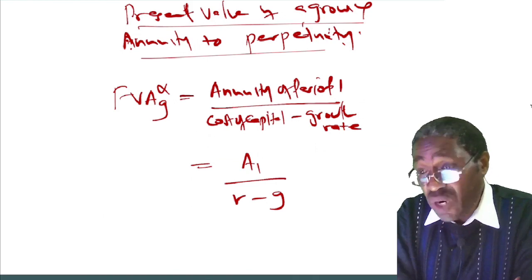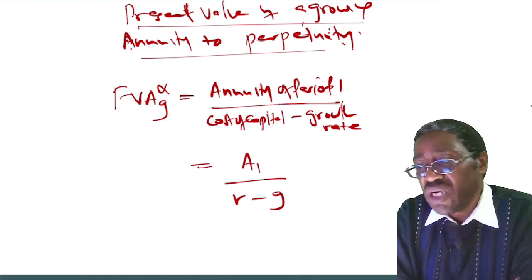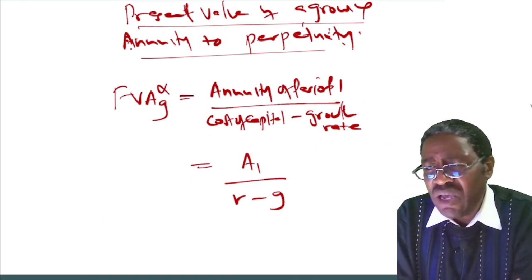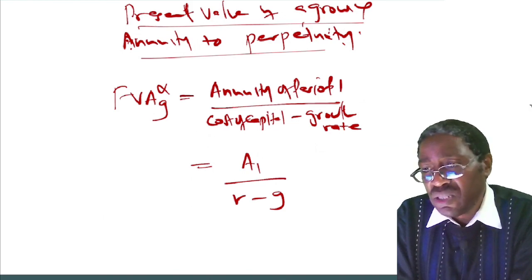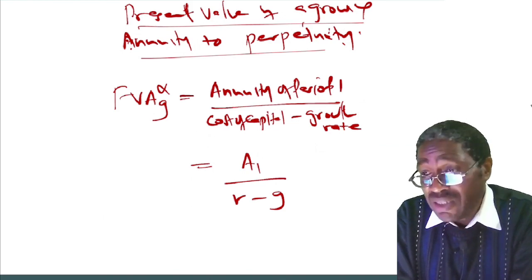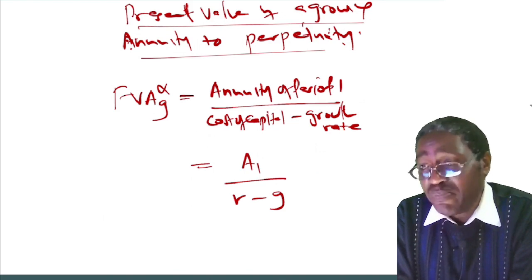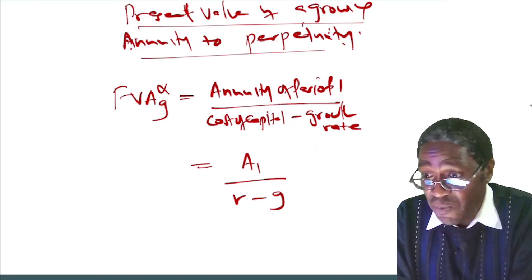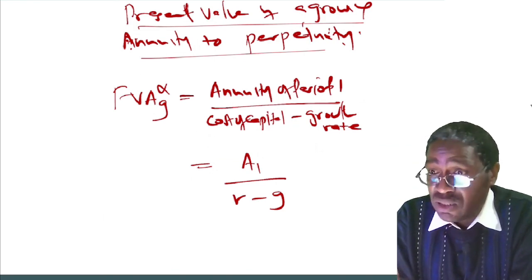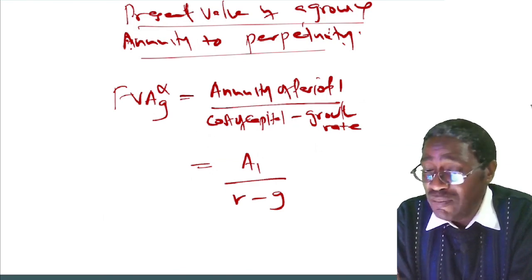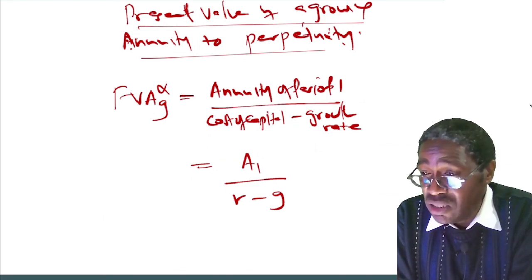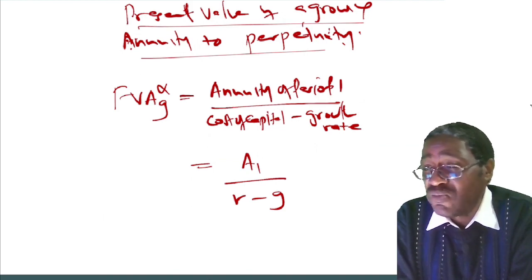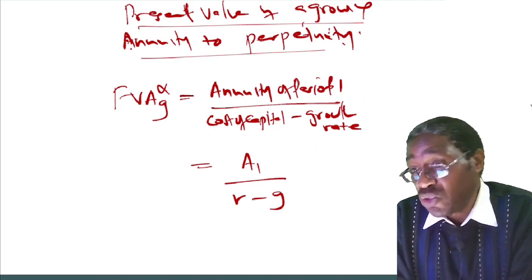Our annuity is 1 million. But what will be the annuity of period 1? It will be 1 million times 10%. It will have grown by 10%, which will come to 1.1. That's what I was trying to say. So the annuity of period 1 is 1.1. I'm not talking of the annuity of period 0 at the beginning. No. You are getting the annuity at the end of period 1, which is 1.1.